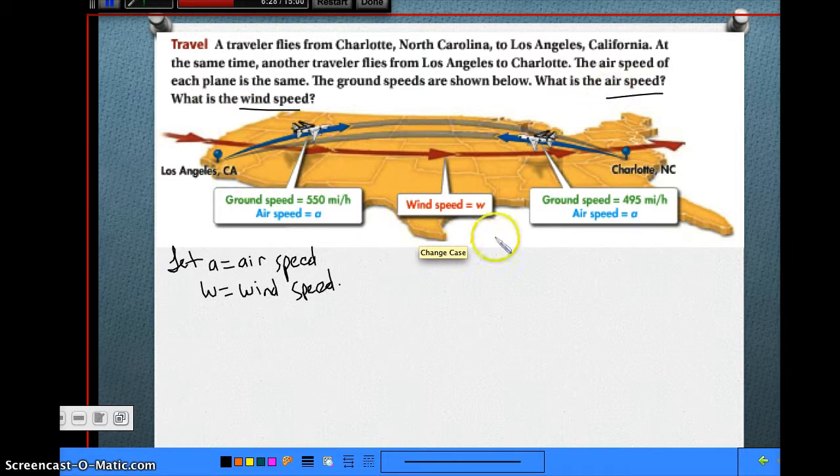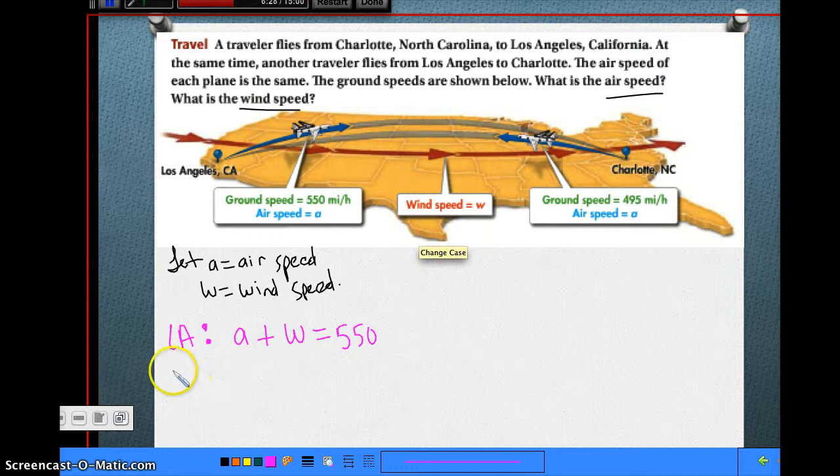So we're looking for A and W, which means because I have two different variables, I have to set up two different equations. So let's set up an equation that represents the Los Angeles airplane. We'll call it the LA. That's going to be the airspeed, however fast he's going, plus the wind speed, and it's going to be plus because the wind is blowing behind him, so it's going to be a positive. It's going to help him and push him along, and he totals a ground speed of 550 miles per hour.